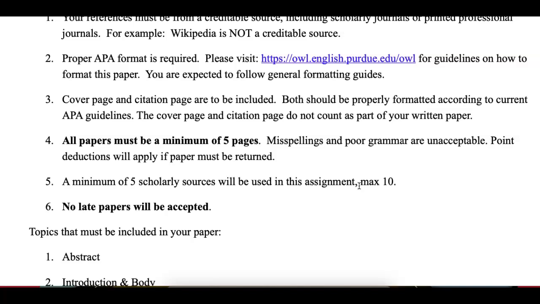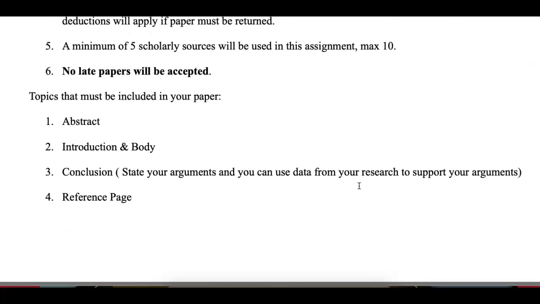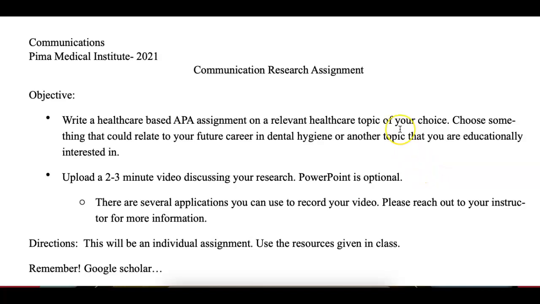There's going to be a lot of great resources that I share as well that make this a lot easier. And that's kind of a summary of the paper that's going to be due. More to come on that, but if you want to start thinking about your healthcare topic, you could start doing that now. That's a cool thing. All right, let me pause the video and head back to the course.